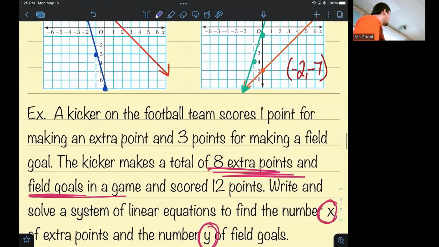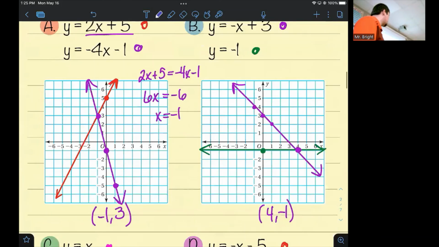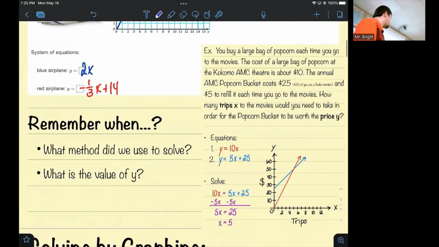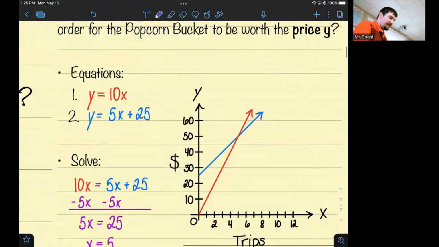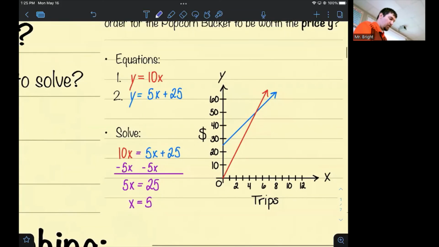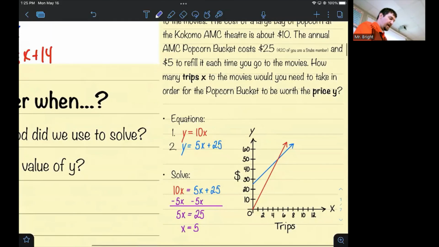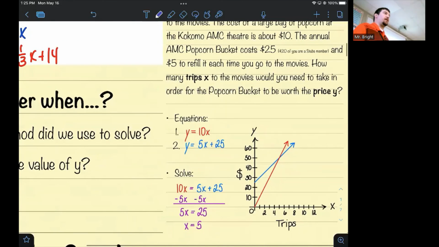Or better yet, it's funny, I was actually going to the movie theater this weekend. So I went to go see Doctor Strange again. This time I went with my family. And I showed them the problem that I do with the AMC popcorn bucket, because that's where we go. And they called me a nerd. They're like, do you always give your students problems so that you can figure out how much money you're going to save? I'm like, no, I'm trying to help them figure out how much money they would save. I already know how much money I'm going to save.